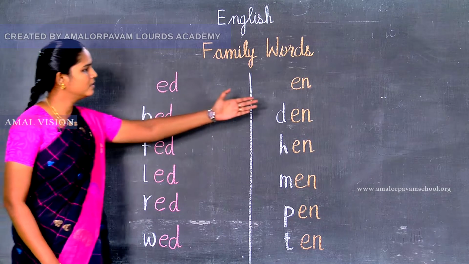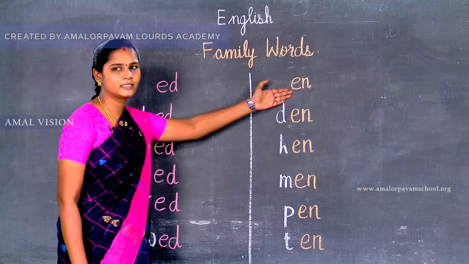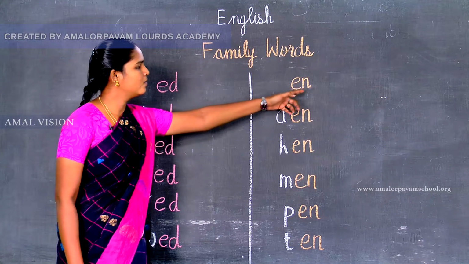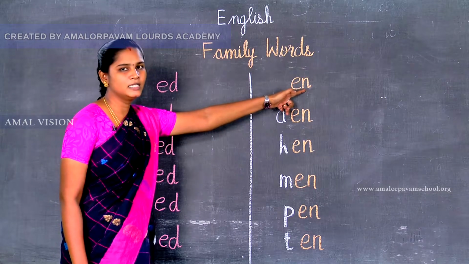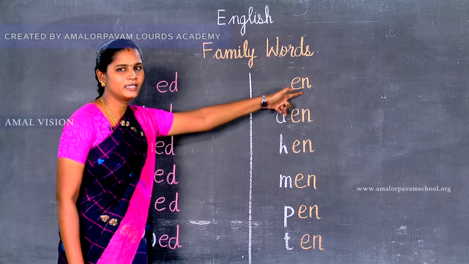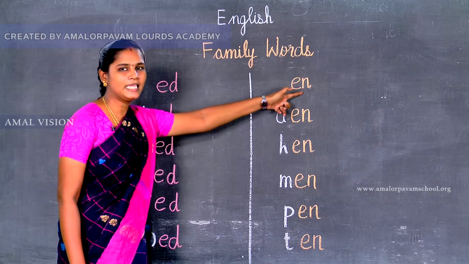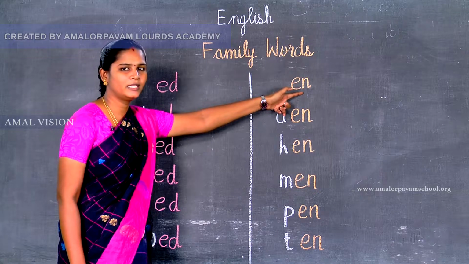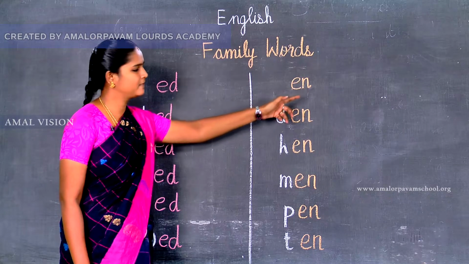Now, do you know what sound this is? Yes, ye. What sound is this? N. Ye, n. Can you say it together? Yes, yen. Yen. Now, we are going to read the n family words.